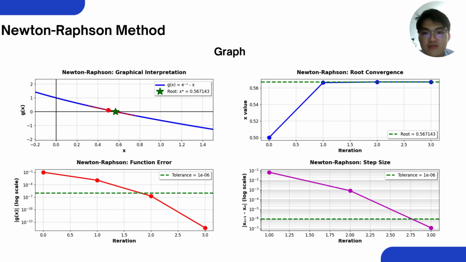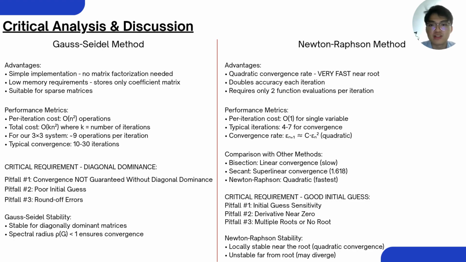This is some of the graphs representing the Newton-Raphson method, which are the graphical interpretation, root convergence, function error, and step size, to have a better understanding of the Newton-Raphson algorithm in a graphical way. Last but not least, we will have a discussion about the Gauss-Seidel method and also the Newton-Raphson method.